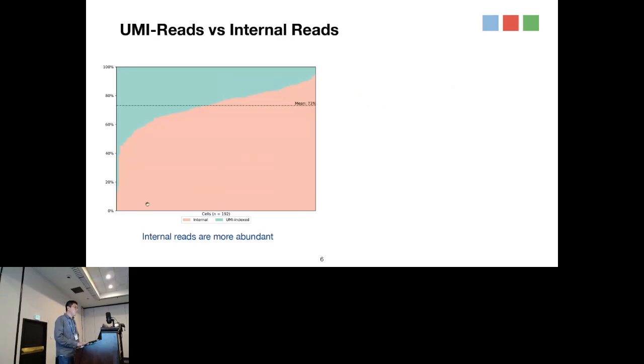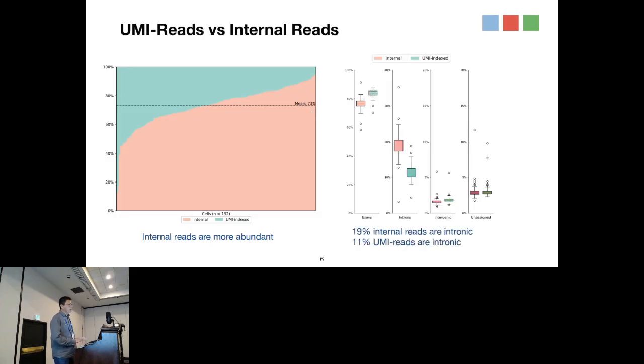This shows the fraction of each type for individual cells, on the dataset with 192 cells. The x-axis indexes the cells, and the y-axis shows the fraction of each type of reads. In general, you can see there are more internal reads in cells. On average, the percentage of internal reads is 73%.